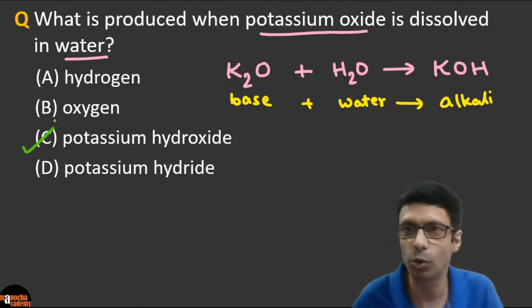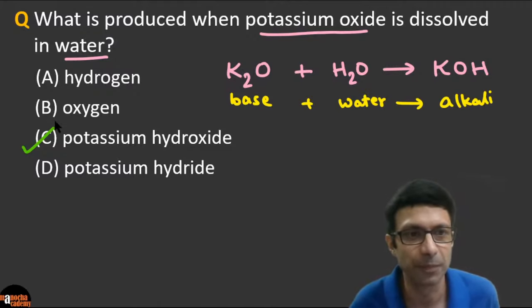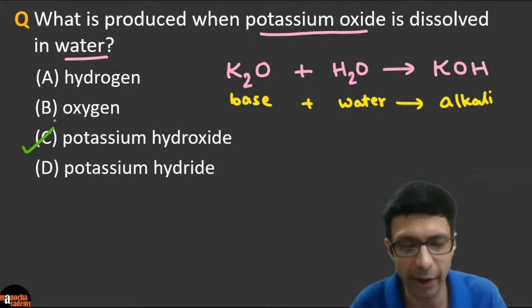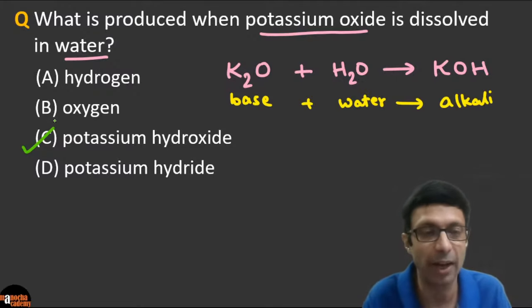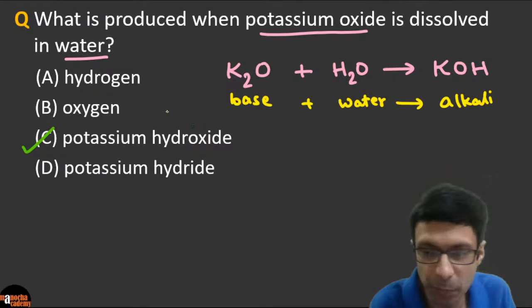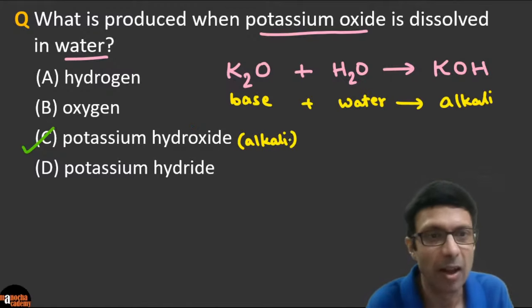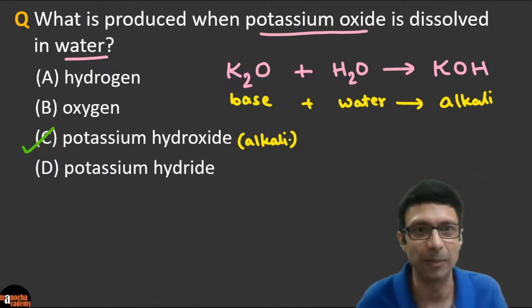And is my equation totally correct? Do you see any mistake in my equation? Is it right? Or do you think there's something I need to do about my equation? So very good guys. The answer is potassium hydroxide, right? The alkali. So what is produced is an alkali here. And the easy way you can remember this: base plus water gives alkali.